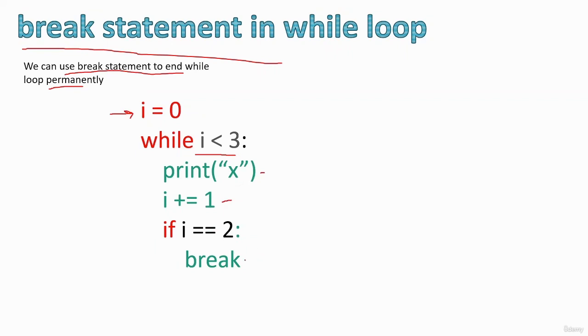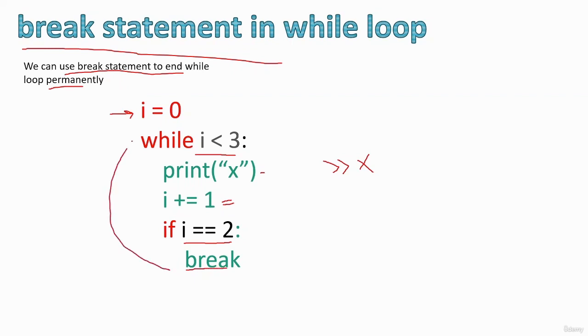Now let us see how this code is going to work. First I is equal to 0. So it is less than 3. So the condition is true. So it will run the contents of the while loop. First it will print x. Then it will add 1 to the I. Now I is equal to 1. But I is not equal to 2. It is still 1. So the break statement will not work.